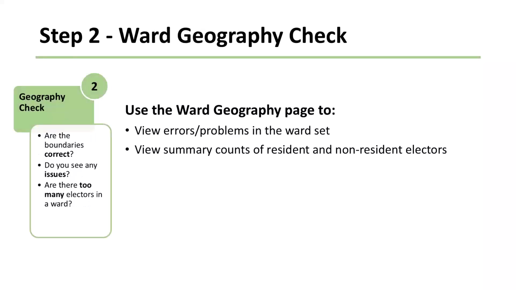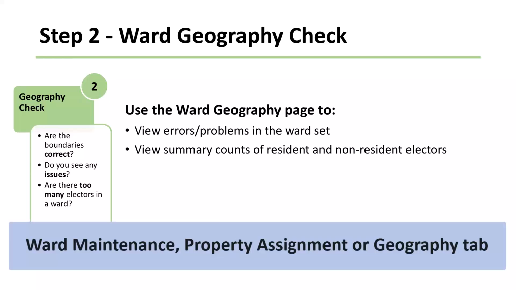Step 2 is Geography Check. You will move to the Ward Geography tab to check ward and poll boundaries for errors or discrepancies. You will evaluate the distribution of electors per ward. Once again, it is a read-only page. Here, you are looking for anything that stands out like misplaced wards or polls. If you need to make edits, you can do this in the Ward Maintenance tab, the Property Assignment tab, or in the Geography tab if you are not making a bulk update.